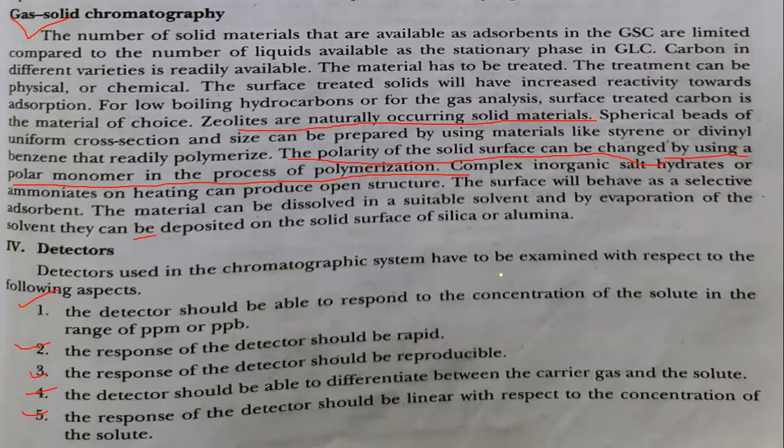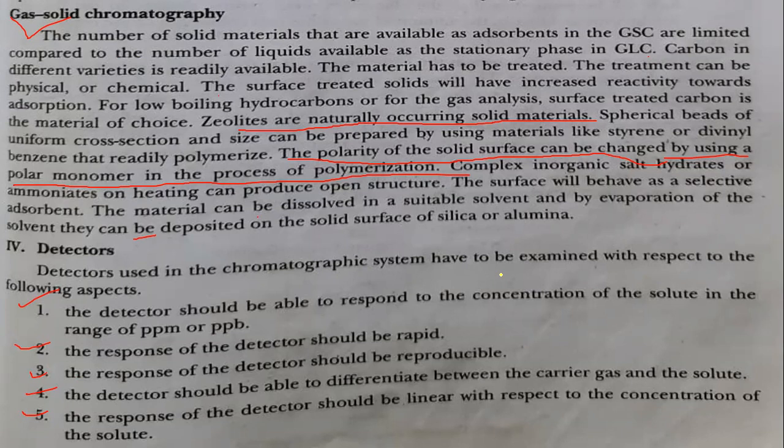Zeolites are naturally occurring solid materials, and a spherical bed of uniform cross section and size can be prepared using materials like styrene or divinyl benzene that readily polymerize. The polarity of the solid surface can be changed by using a polar monomer in the process of polymerization. Complex inorganic salts, hydrates or ammoniated salts on heating can produce an open structure. The surface will behave as a selective adsorbent.